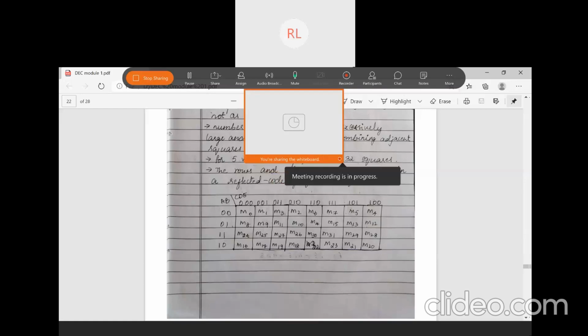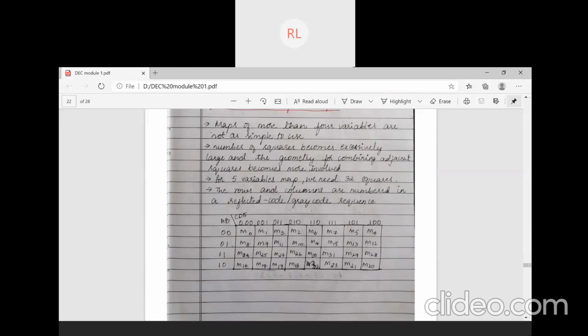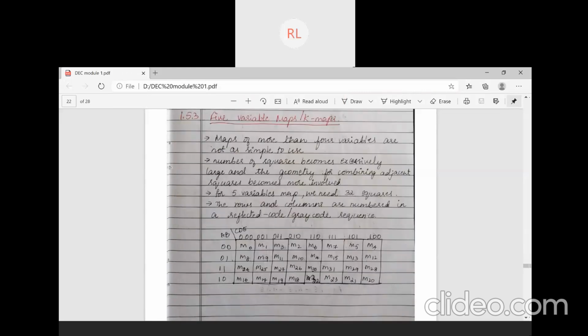Fine. So what we will do now is continue our discussion and see how we go ahead with five variables. Of course the complexity is going to increase, but we will have to look into what best can be done. Maps of more than four variables are not as simple to use. The number of squares becomes excessively large, and the geometry for combining squares becomes more involved.